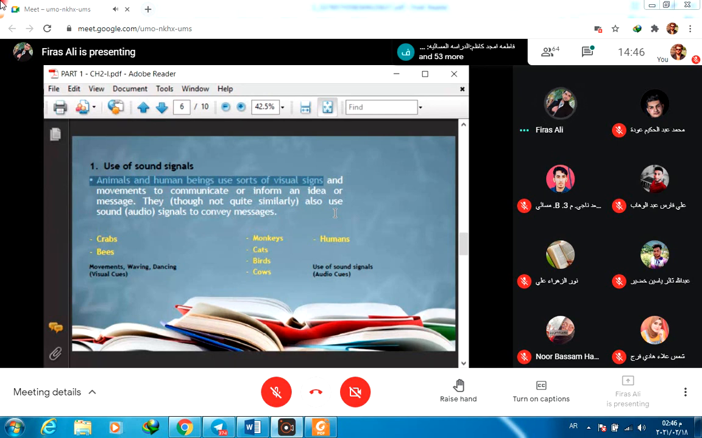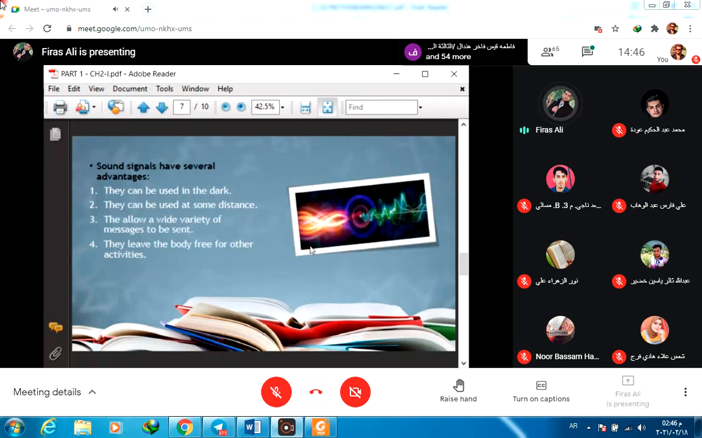And there are so many benefits or advantages for using sound signals. One of them is what? They can be used in the dark. I don't need to see you to understand you. I can hear you saying whatever you're saying, and I don't need to see the message. I don't need to see the signal. I don't need to see your words and sentences. So that's one benefit of using sounds in the dark.